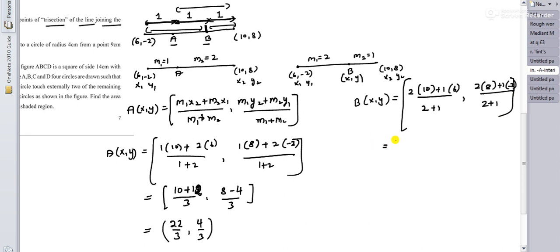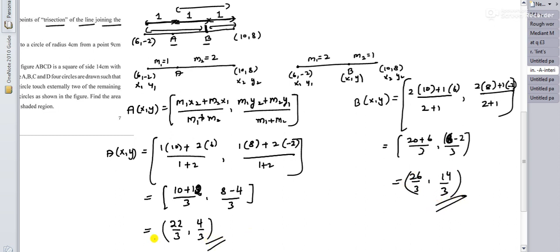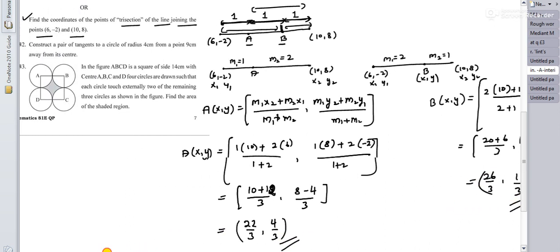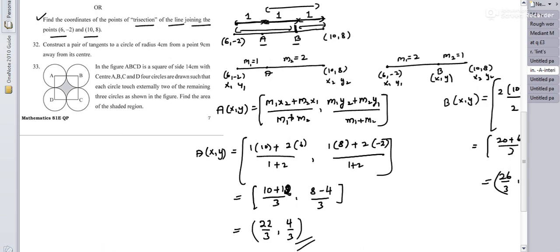So on solving this you will get 20 plus 6 divided by 3, and here you will get 8 minus 2, 16 minus 2 by 3. So here you will get 26 by 3, comma, 14 by 3. So these are the 2 points of the trisection. Got it? I hope it's clear.